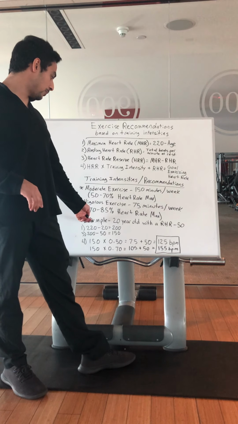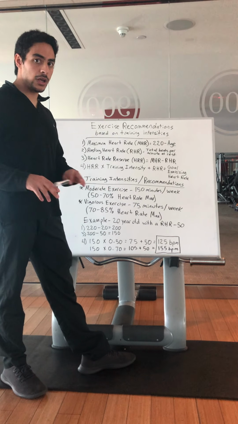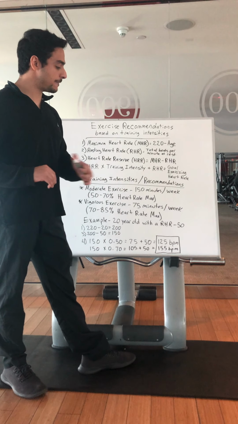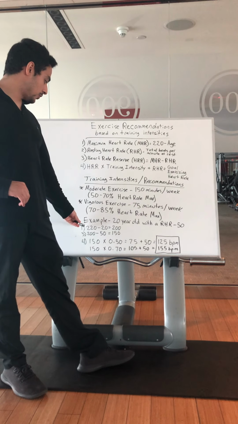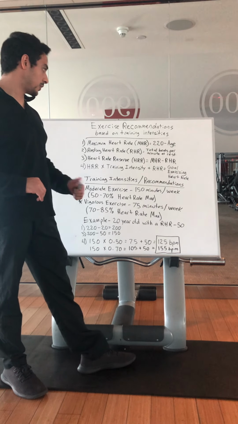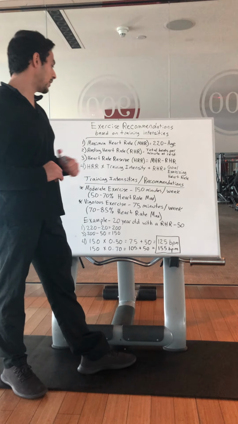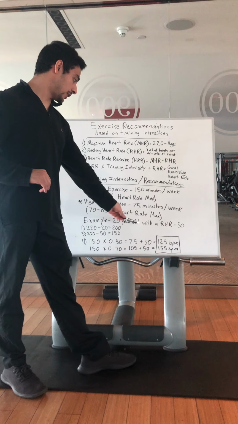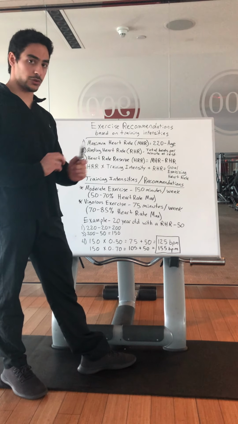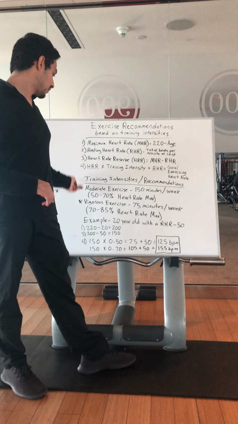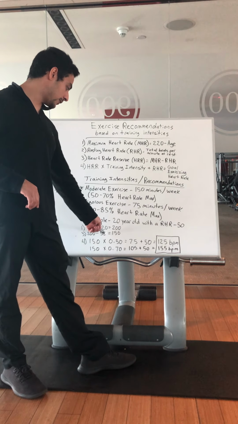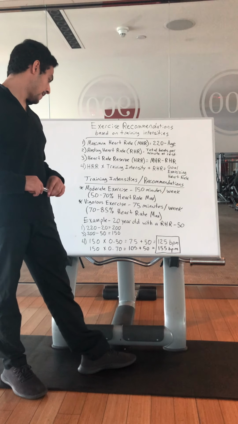So for the example, I'm gonna make it very, very simple. I'm gonna use a 20-year-old with a resting heart rate of 50. So 220 minus 20 is 200. That's this person's estimated maximum heart rate, all right? The resting heart rate is 50 because they took it in the morning, which is when you should do it ideally. So their heart rate reserve is 200 minus 50, which is 150.